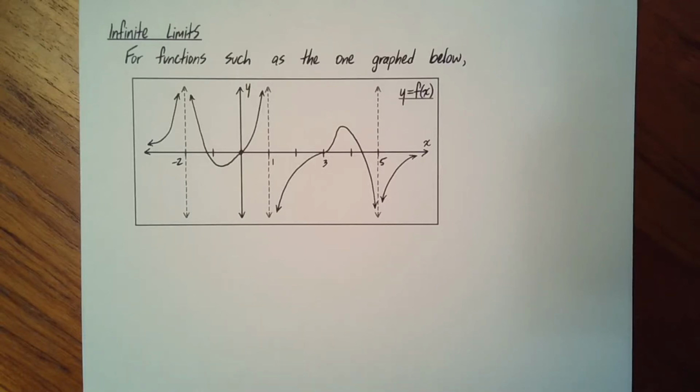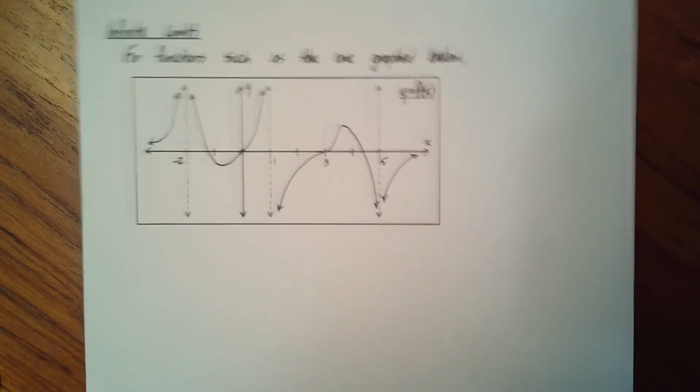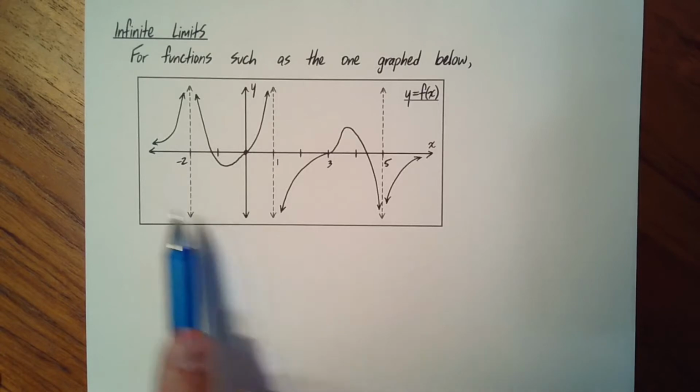So we'll finish this section off with a discussion of infinite limits. And for our purposes, what they're going to do is provide us with a way to use limit notation to describe the behavior of a function near its vertical asymptotes. So here you can see I've drawn a graph of a function f.